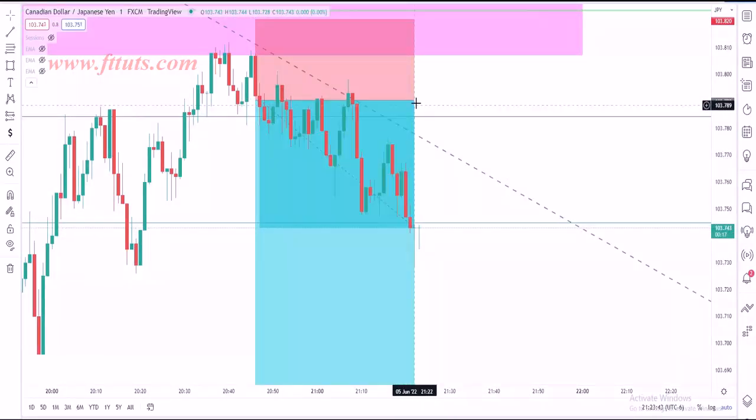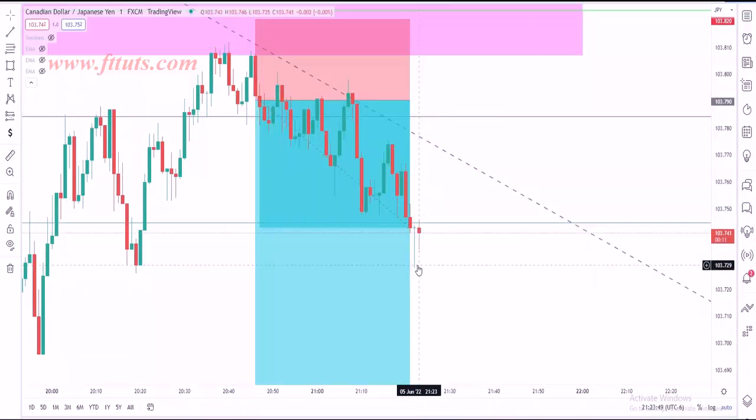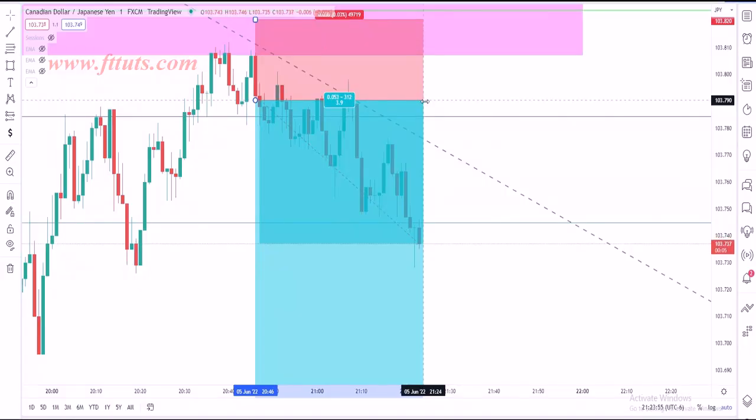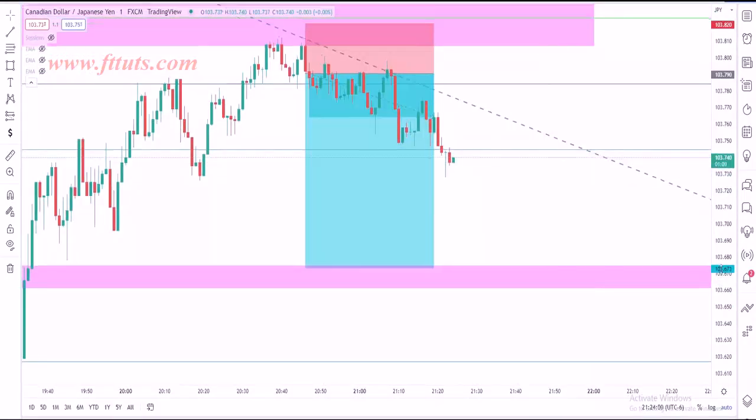So it looks like we have got a wick, a pretty good sized wick right there. I want to see what happens with this candle. We'll just do this so we can see it just a little bit better, a little bit more clear.